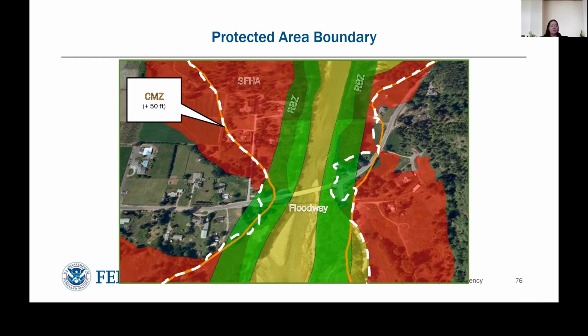Here, this one's pretty easy. We're well outside the floodway, we're well outside the RBZ, and we continue out through the SFHA until we arrive at the boundary of the CMZ plus 50 feet.